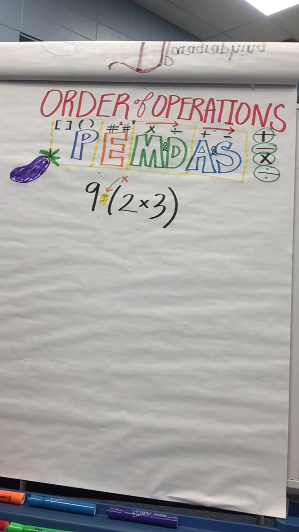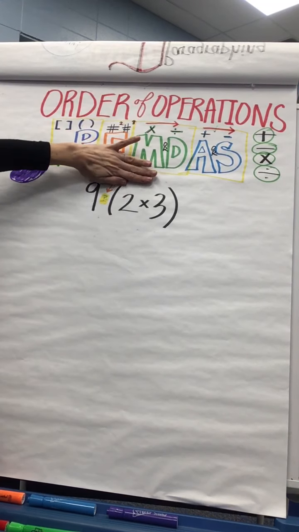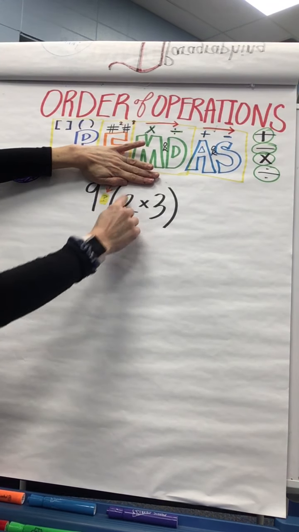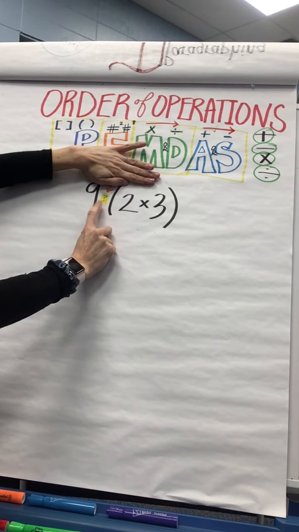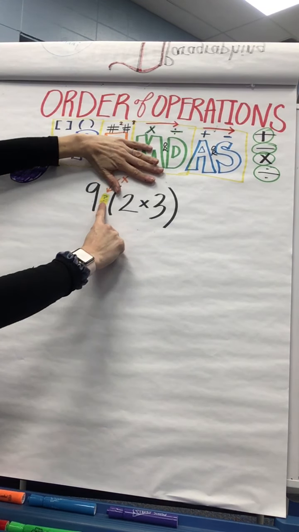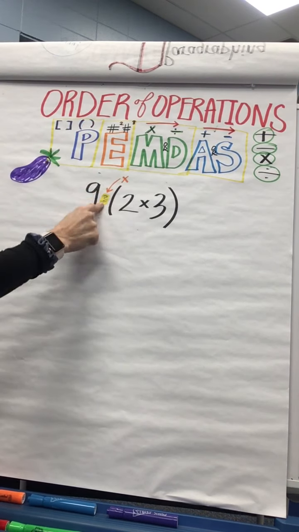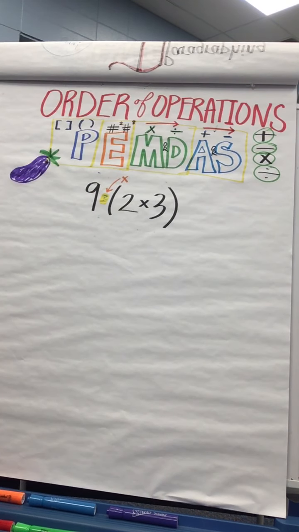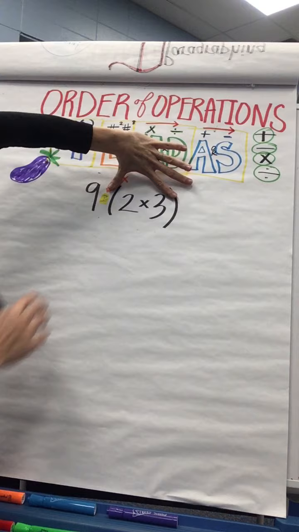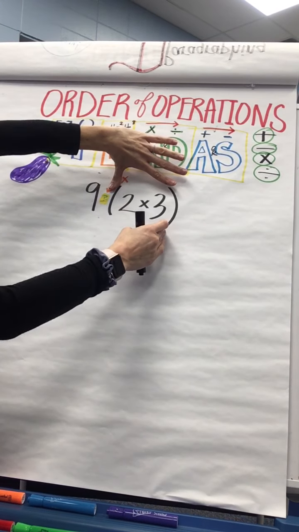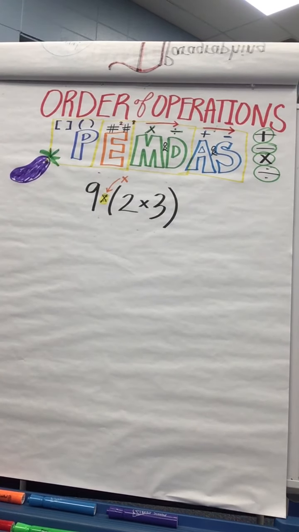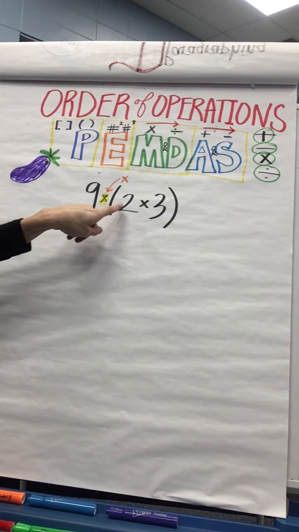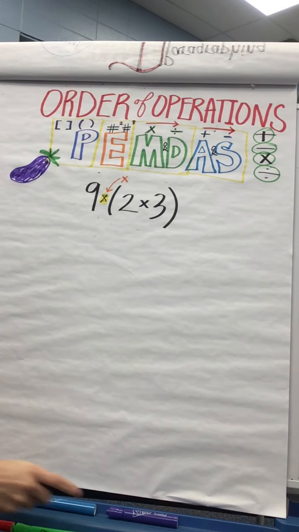Okay, so let's look at this. Now, at first glance, I just see 9 parentheses 2 times 3. I wanted to let you know here that if there's nothing there, what operation do you actually use? Multiplication. So sometimes you'll see that 9 and then just right into parentheses. So you can assume, oh, that's a multiplication there. So this is 9 times 2 times 3, okay?